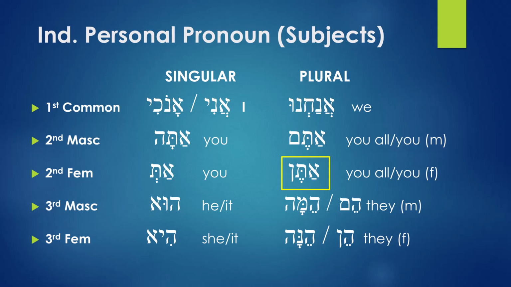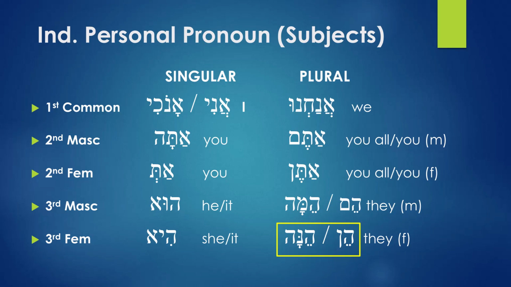Third masculine plural, you have two forms. You have hem, which means they, and you have hema, which means they. So there are two spellings. Sometimes you're going to see hem, sometimes you're going to see hema. This is third person masculine plural.